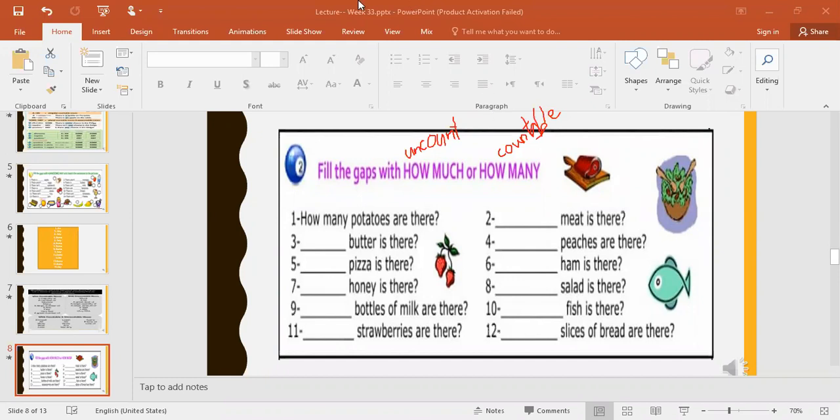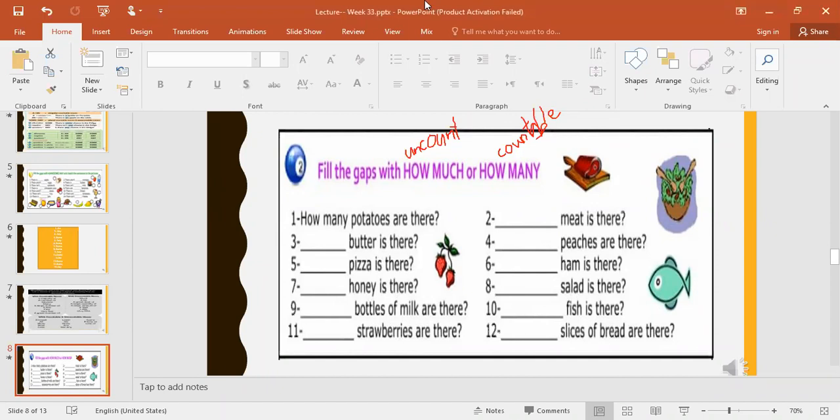Number 11, who will do it? Yalla, Karam. Yes, miss. Number 11. Strawberries are there. Miss, how many? How many strawberries are there? Excellent.